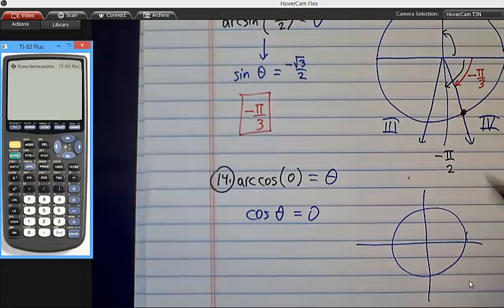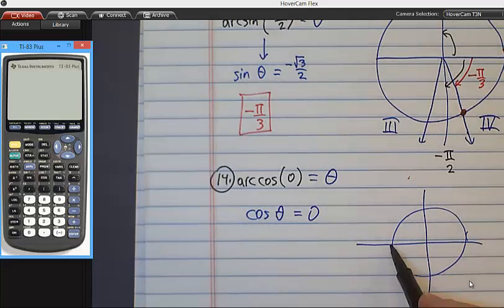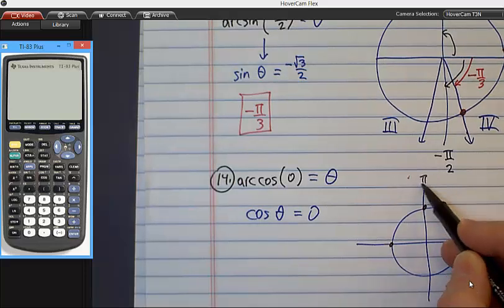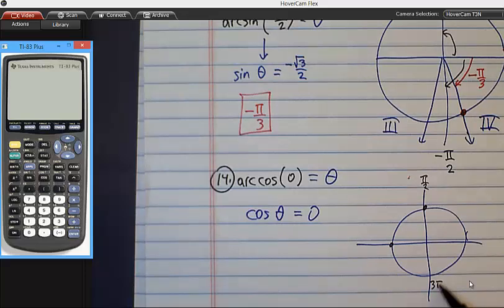Not pi, because that would be... so pi over 2 is one place. 3 pi over 2 is another place, or you might call it negative pi over 2.